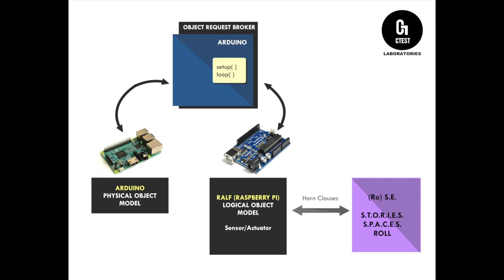We have a higher level logical object that talks to a physical model of that object. So I'll have a high level sensor object on the Raspberry Pi, and then a low level sensor object on the Arduino. And that is full C++, object-oriented work that's going on in Arduino.